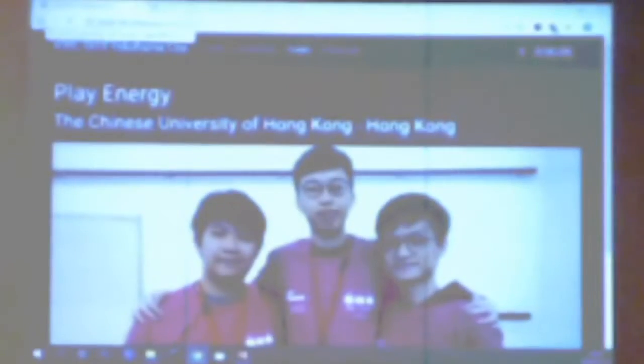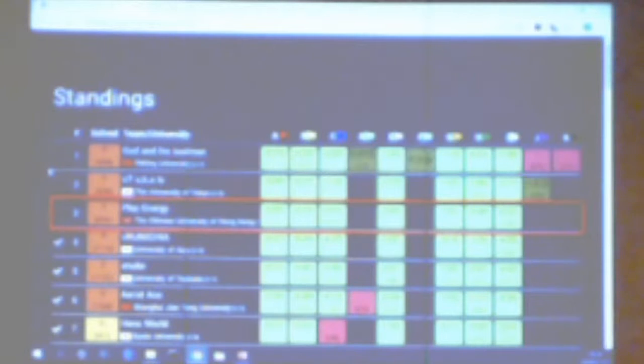And that's the 3rd place bronze medal for the Japan Yokohama Regionals, ICPC Regionals, Play Energy, the Chinese University of Hong Kong. Now we have God and his 2 men from Peking University with 2 problems left, and UTAKAIS from the University of Tokyo with 1 problem left. And we're gonna see who is the 2nd place and who is the 1st place.